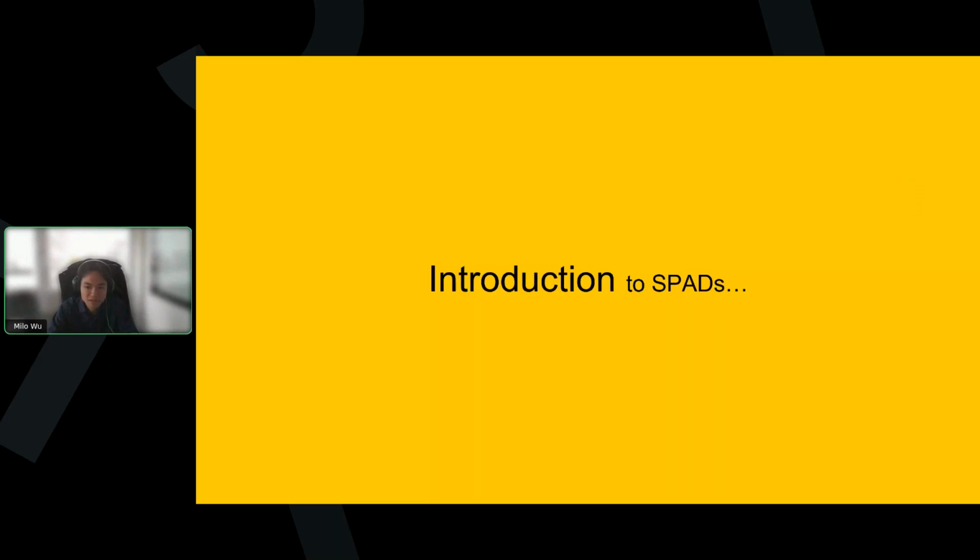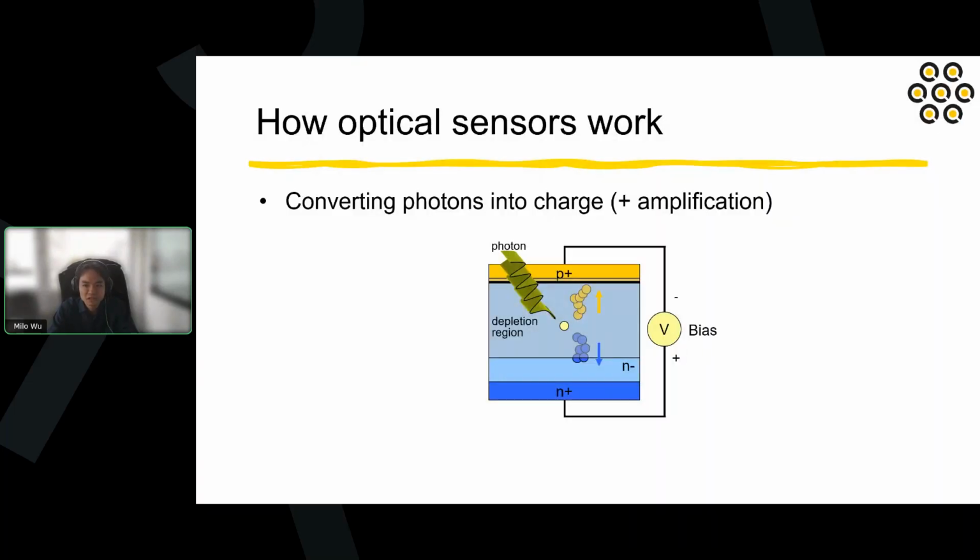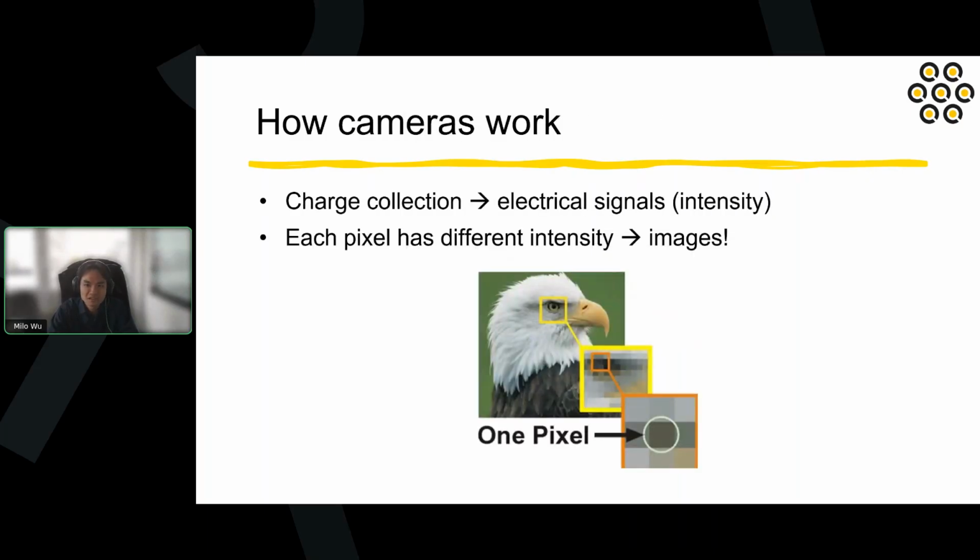So first, I'll make an introduction on SPADs and also some detectors in general. So how does an optical sensor work? It's typically converting photons into charges with certain amplification. So once photons arrive, you have charges, and these will be collected into certain intensities. And how a camera works is that you have a lot of pixels of these detectors, and the electrical signal, which represents the intensity, will generate this image. So every pixel has a different intensity, which creates the image that we're used to.